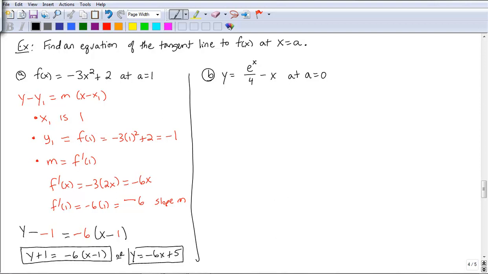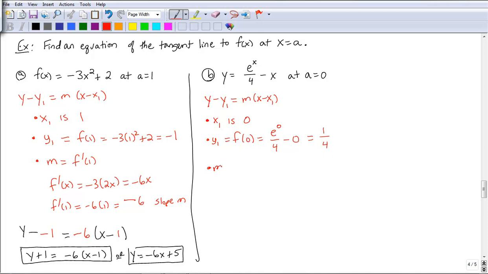Let's try that with part b. If I want to solve part b, I need to fill in the same equation because I'm looking for the tangent line. y minus y1 equals m(x minus x1). x1 is that given value of a, and here a is 0. To find y1 in this equation, I need the y value at x equals 0, and so I plug 0 into the function. e to the 0 over 4 minus 0. e to the 0 is 1, so the y value is 1/4.